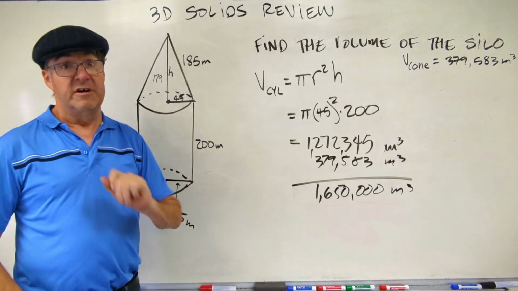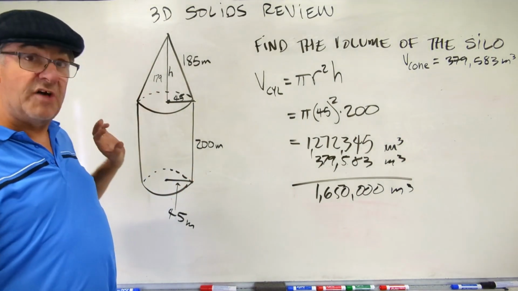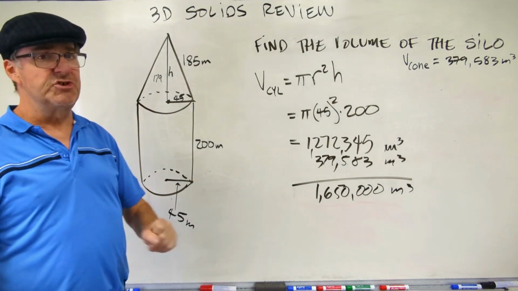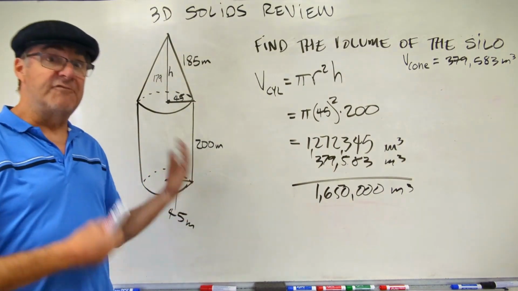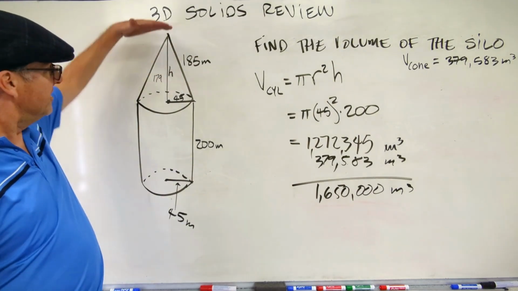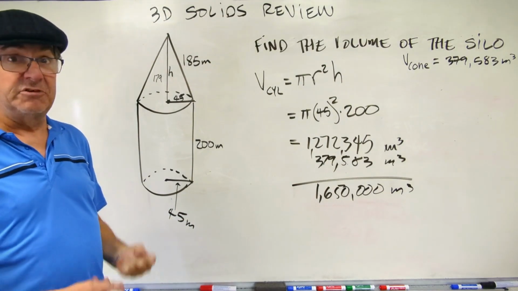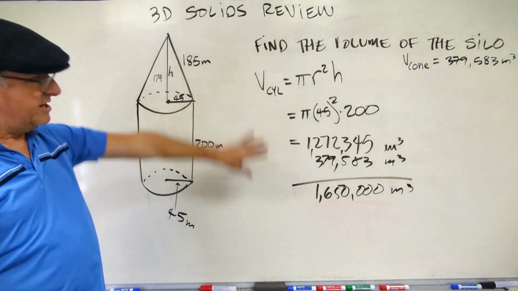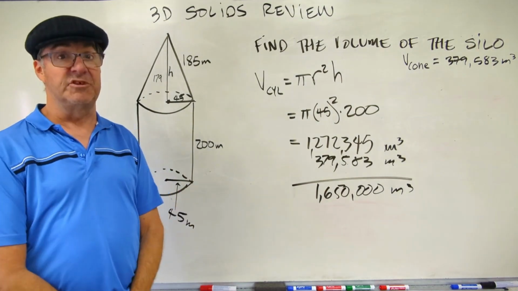Now just know that the IB might have asked the question this way. They might have given you all the information. They might have told you how many kilograms a cubic meter of grain weighs and asked you to calculate the total weight of the silo when it's filled with grain. So just remember that they might bury these kinds of calculations into a word problem that you have to figure out and then do the right steps.